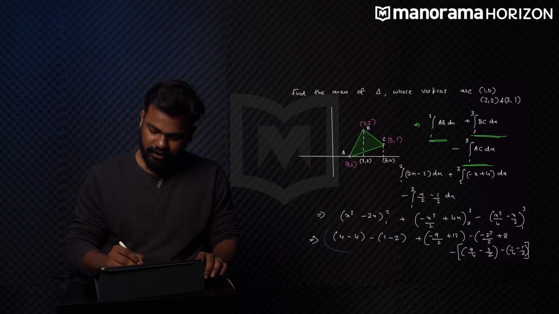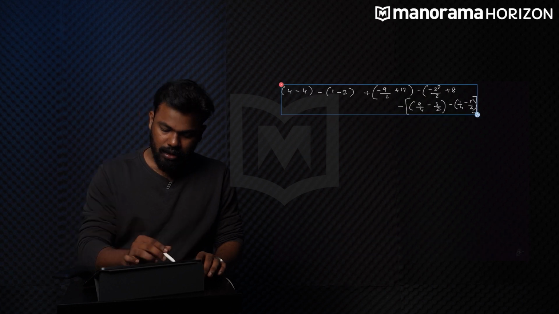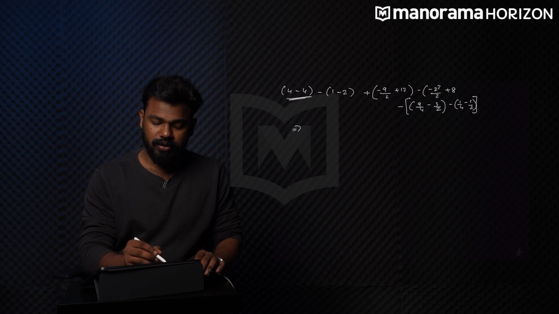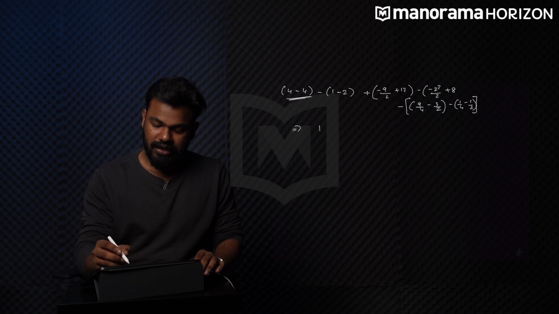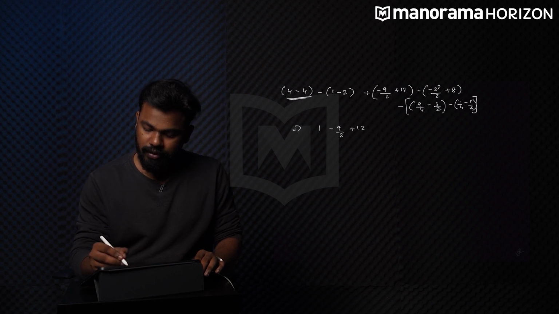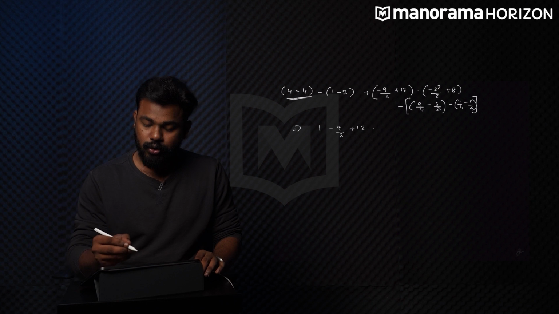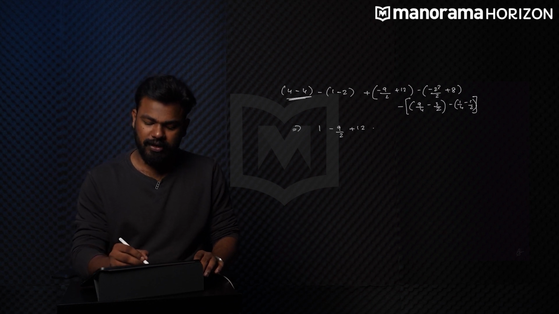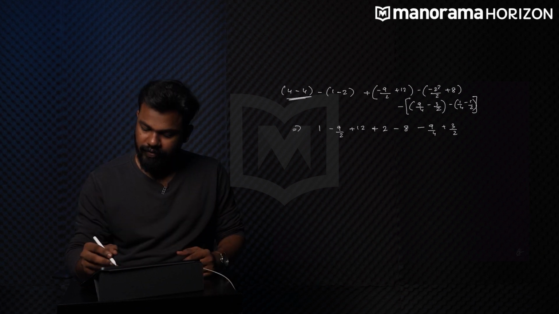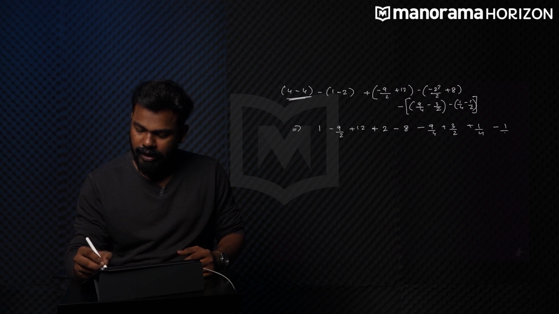Now for the further calculations, let's take this to the next page. And now 4 minus 4 is 0 gone. Then minus 1 minus 2 is minus 1. So there is a minus outside. So that is 1 plus, you have a minus inside. So that will be minus 9 by 2 plus 12. Then you have minus 2 square by 2. Minus 2 square by 2 is minus 2. Then you have a minus outside, so it will become plus 2. Then you have minus 8. Then you have minus 9 by 4. Then you have plus 3 by 2. And we have over here plus 1 by 4 minus 1 by 2.